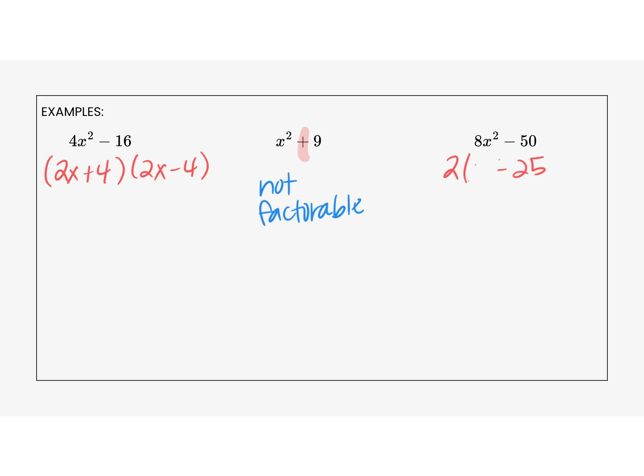If I pull out a 2, I'm left with 4x squared minus 25. So now 4 and 25 are perfect squares. Now that I factored out the 2, I have perfect squares. So it's going to be 2 times the quantity 2x plus 5, 2x minus 5. Again, we saw that it looked similar to a difference of squares, but 8 and 50 aren't perfect squares. However, when I take out the GCF of 2, those perfect squares appear.